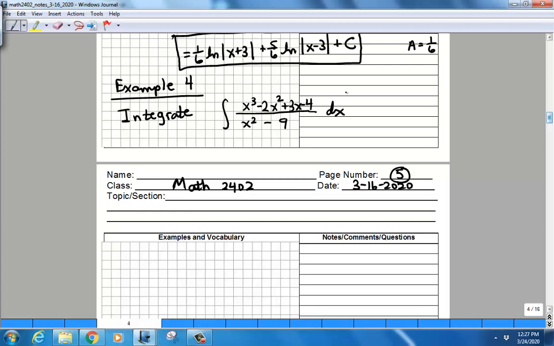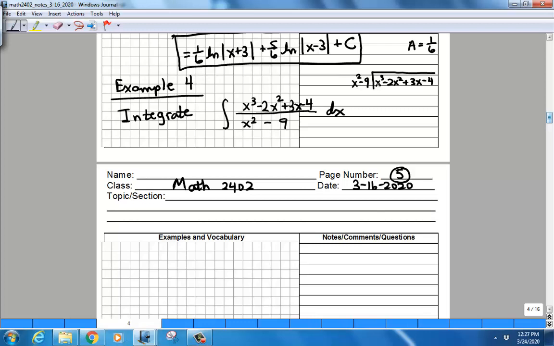And simplify things that way first. So let's see if we can do that long division. Well, let me see if I can squeeze this in over here on the right-hand side. So I want to divide x squared minus 9 into x cubed minus 2x squared plus 3x minus 4. That's already going to be a pretty formidable long division problem, right, by itself, without even worrying about the integration.